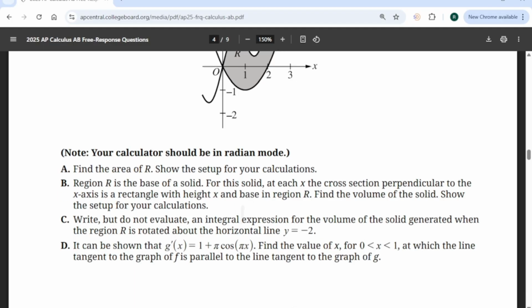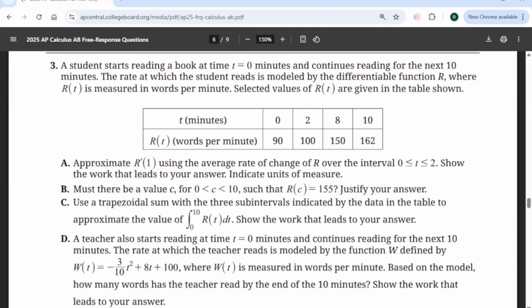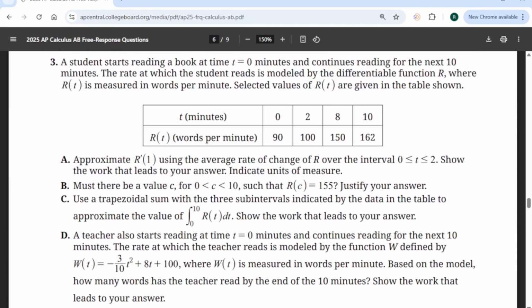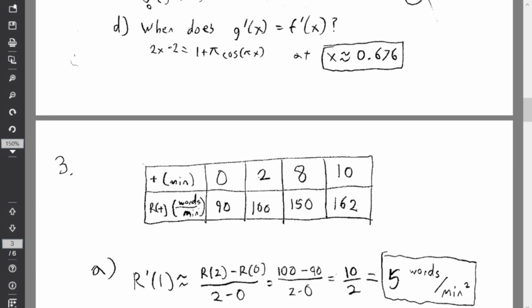Question 3. Here's our table. So the first part asks about average rate of change from 0 to 2 to approximate r prime of 1. So average rate of change, remember, is f of b minus f of a over b minus a. So we're going to do r of 2 minus r of 0 over 2 minus 0. And we have all those values laid out in the table.